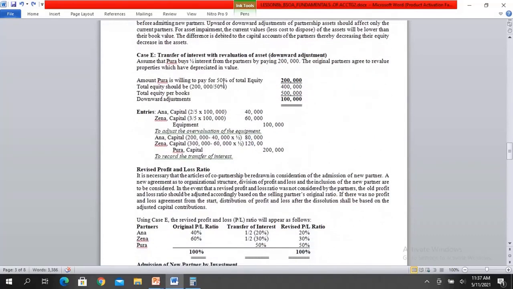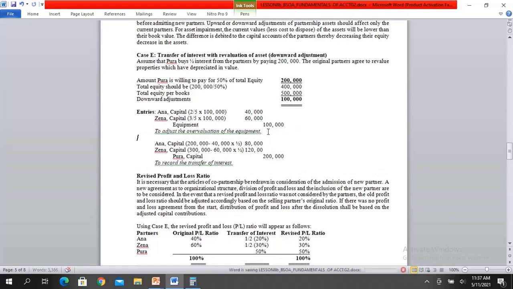Ayan. Tingnan nyo. 2 yung share ni Ana kanina, di ba? 2 divided by 5 na 2 plus 3 is 5, di ba? So, 2 divided by 5 times yung 100,000 na downward adjustment. 40,000 yung mababawas sa capital ni Ana. So, kay Zina is 3 divided by 5 multiplied by 100,000 is 60,000 yung mababawas sa capital ni Zina. So, ang nabawas dun sa equipment is 100,000 or yung depreciation ng equipment is 100,000 in total.